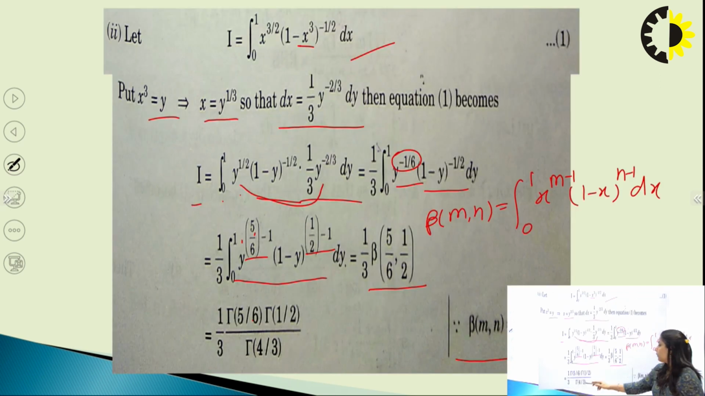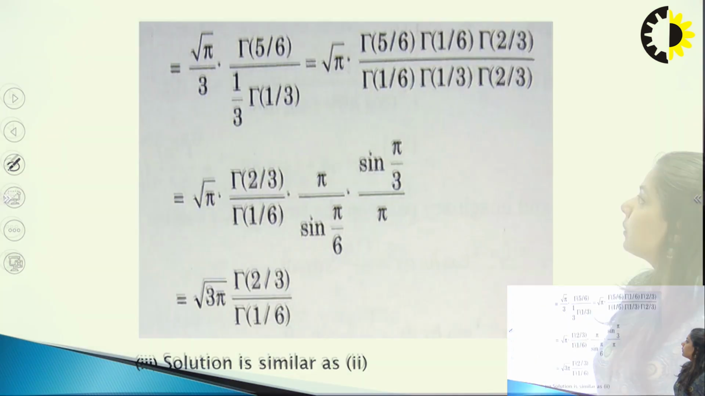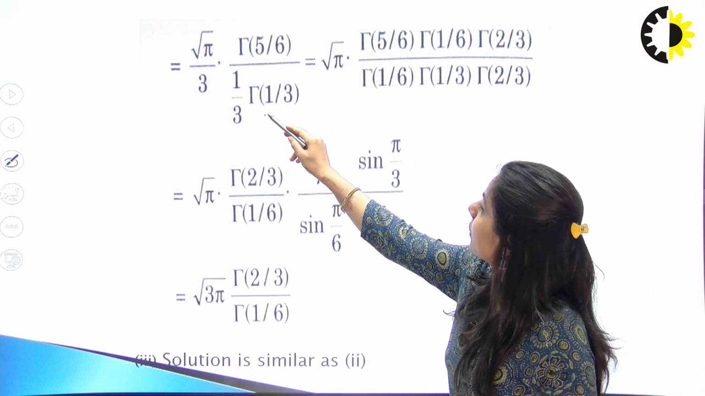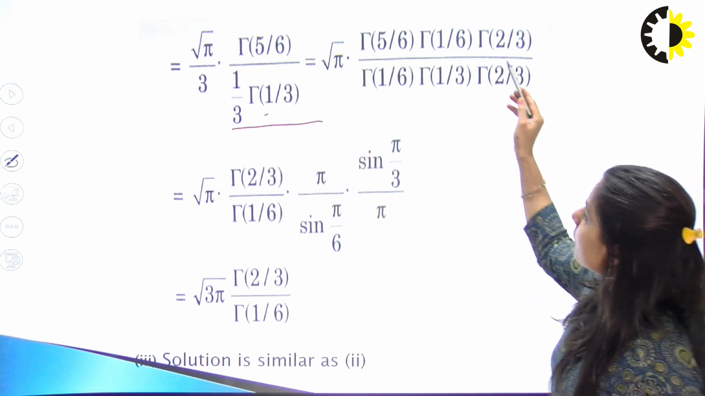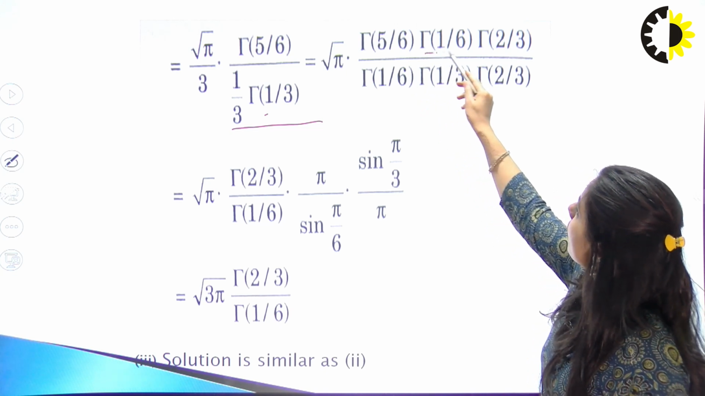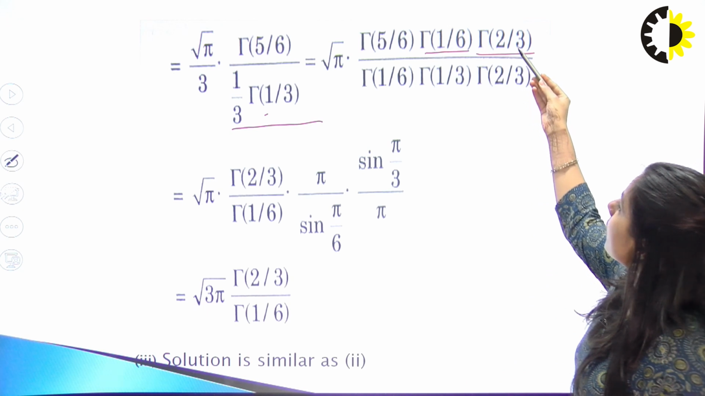Now we can write gamma 4 by 3 as gamma of 1 plus 1 by 3. Now by using this property, gamma of n plus 1 is equal to n gamma n, this will be equal to 1 by 3 gamma of 1 by 3. Now we will multiply and divide by gamma of 1 by 6 into gamma of 2 by 3 in the numerator and denominator.